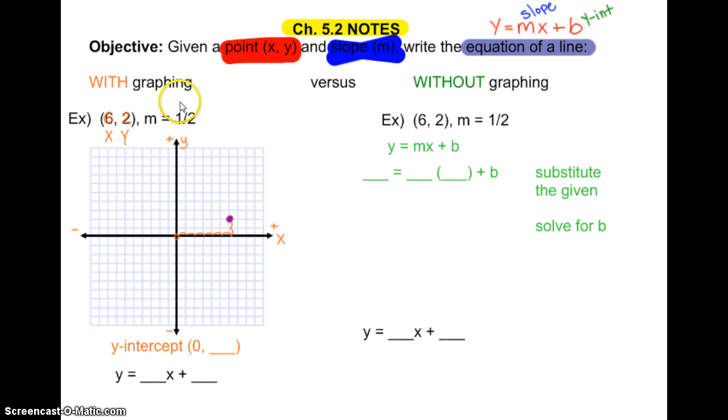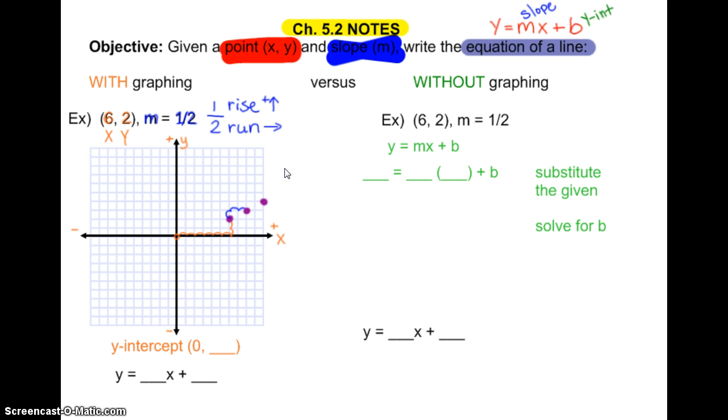I have to use my slope. Remember m for mountain slope. I have to use my slope of 1/2 to locate my next point. I need my next point to determine what the y-intercept of this line could be. Positive 1 tells me I'm rising up 1, and a positive 2 tells me I'm going to the right 2. From the point I was given, I go up 1 and over 2. Now I'm at positive 7, positive 3.